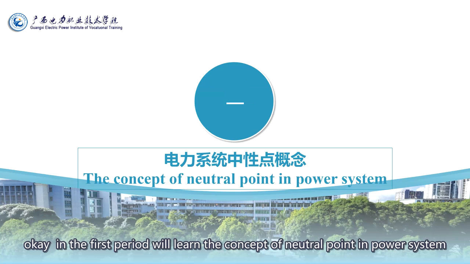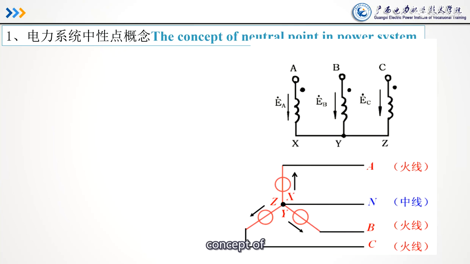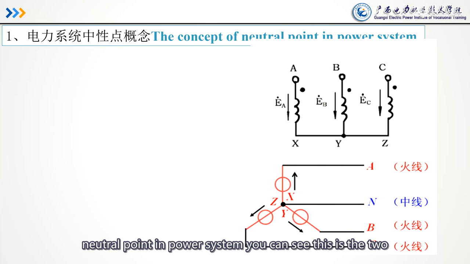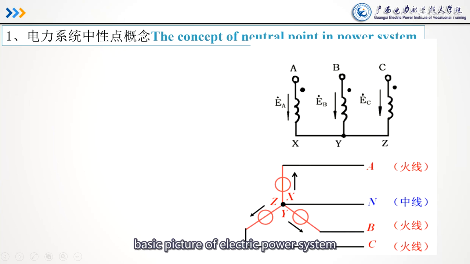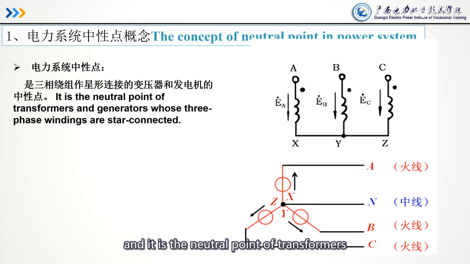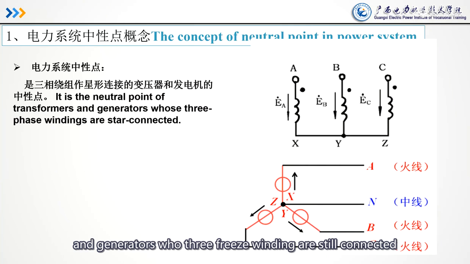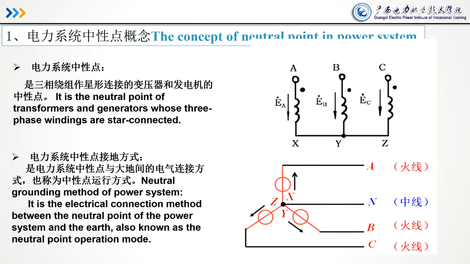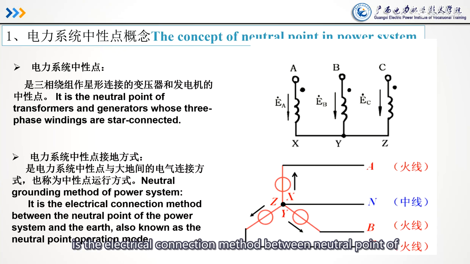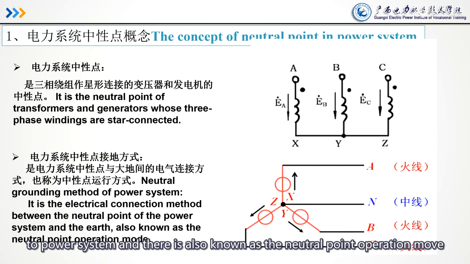Okay, in the first part, we'll learn the concept of neutral point in power system. You can see these are two basic pictures of electric power system. It's the neutral point of transformers and generators whose three-phase windings are star connected. Neutral grounding method of power system is the electrical connection method between the neutral point of the power system and the earth, also known as the neutral point operation mode.